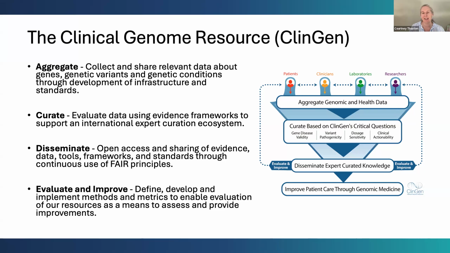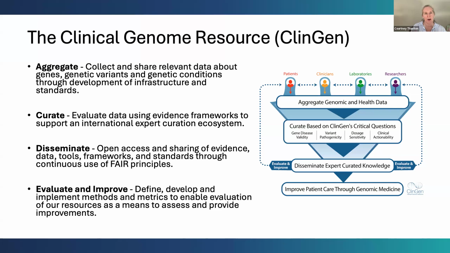Obviously, once we collect all this information, we don't want to keep it to ourselves. We can see that if we don't share data, we're going to have different interpretations. Whereas if we share data, we can come to a better, more consistent understanding of that gene and whether or not it causes disease as well as variant. So we do disseminate our work in an open access and sharing of evidence through our website. Our website is open to all. We also have data tools and frameworks that are available for anyone to use and download.